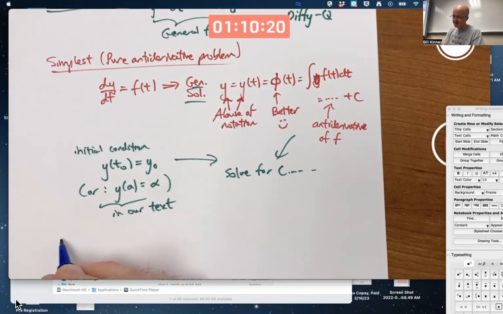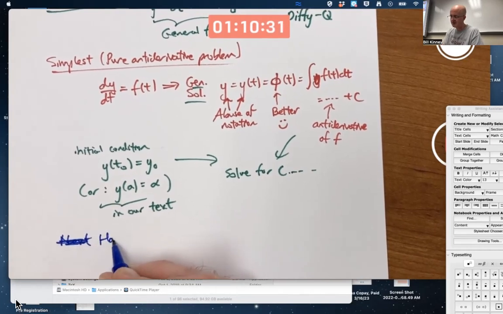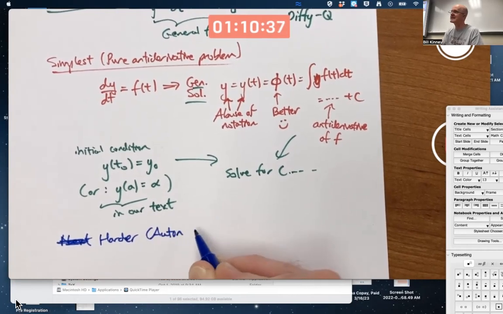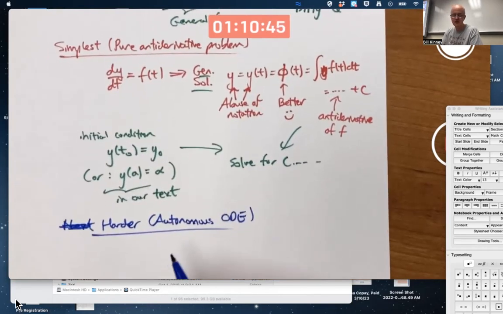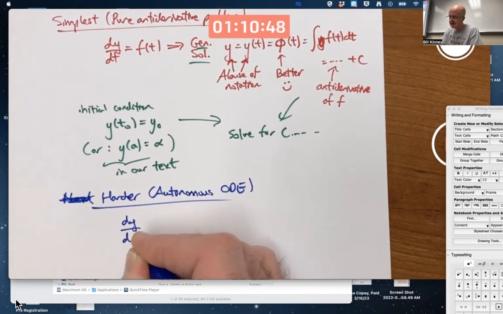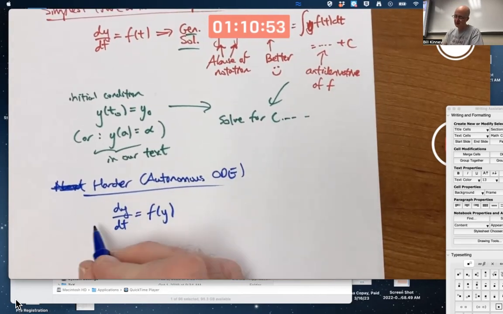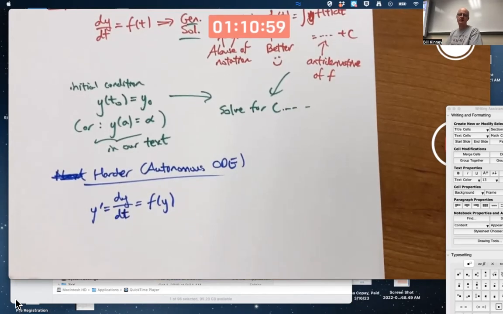The next simplest, or maybe I should say next hardest, or maybe just harder. Let's say it that way. Harder is called an autonomous differential equation. It's harder, but it's not the hardest. Autonomous ODE, where dy/dt equals f of y. And again, you can write y prime if you like as well, but it's understood I'm going to treat t as the independent variable here.